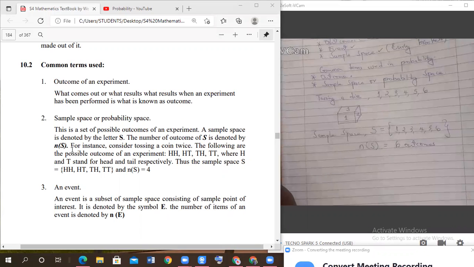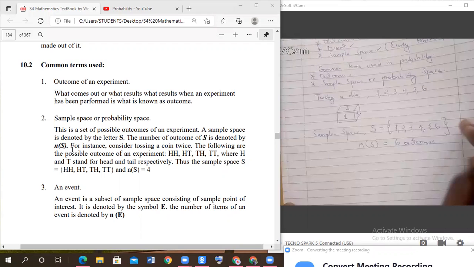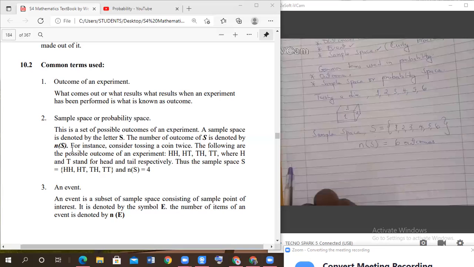It will not exceed that, because we cannot get a 0 when we toss a die. We cannot get a 7. So if they ask what's the probability of getting a 0 on a die, what will be your answer? It is 0, not possible. There's no way you can get a 7 when you toss a die, unless it is a die of a different kind.